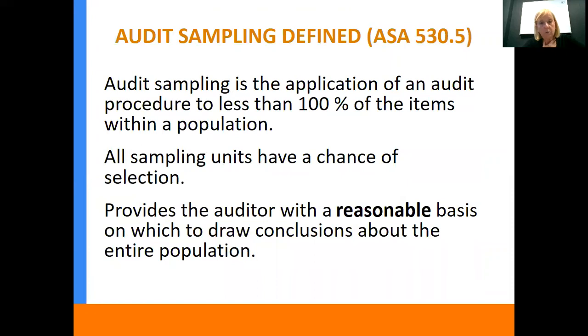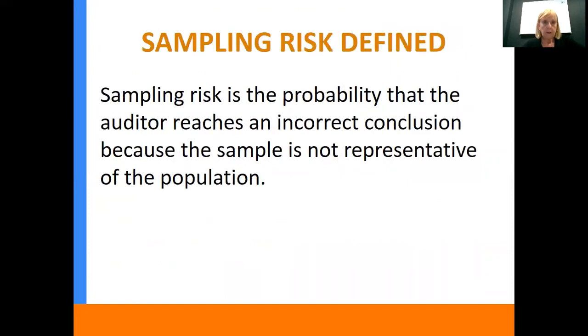And because we sample, it means that we can only provide a reasonable assurance that there are no misstatements. Every time we sample, there's a risk that we miss something because we took a sample and we didn't check everything. This is called sampling risk. It's the probability that we're going to come to the wrong conclusion because we took a sample.